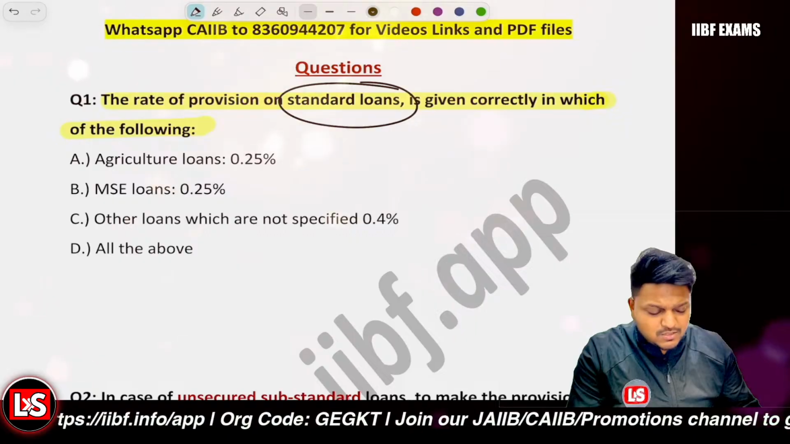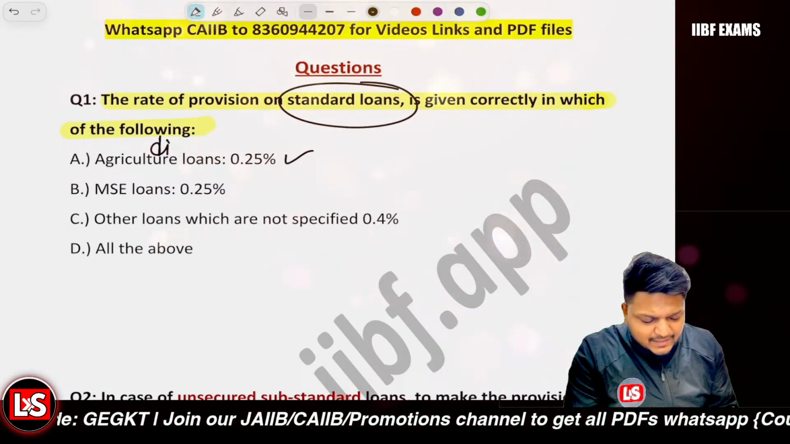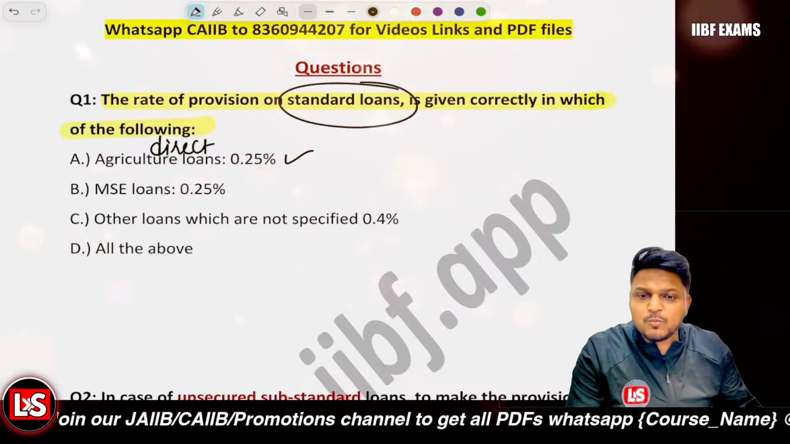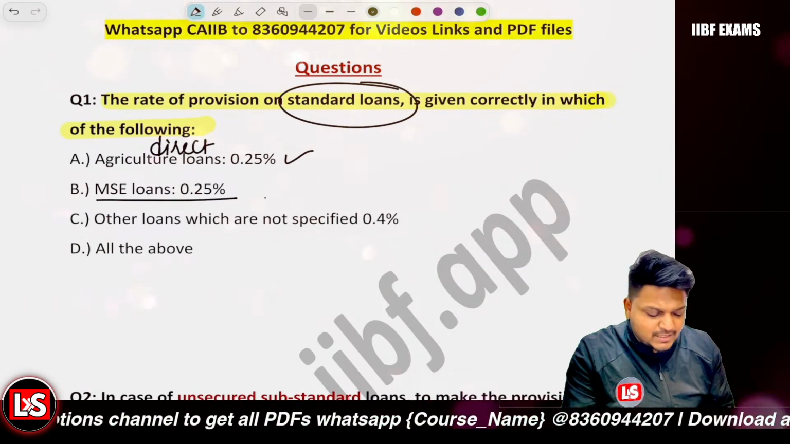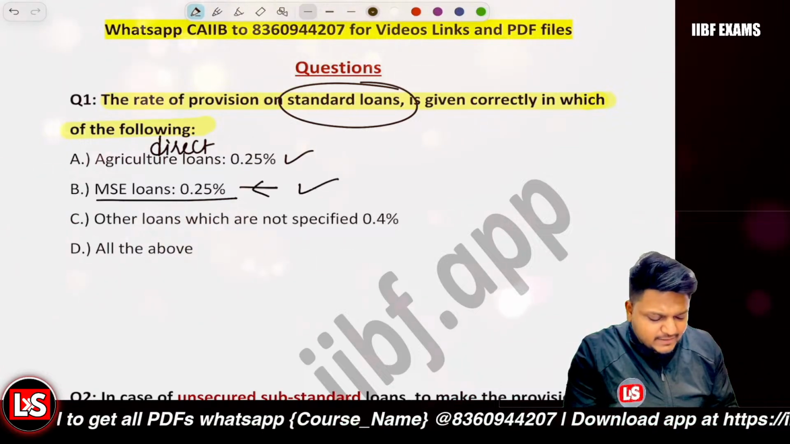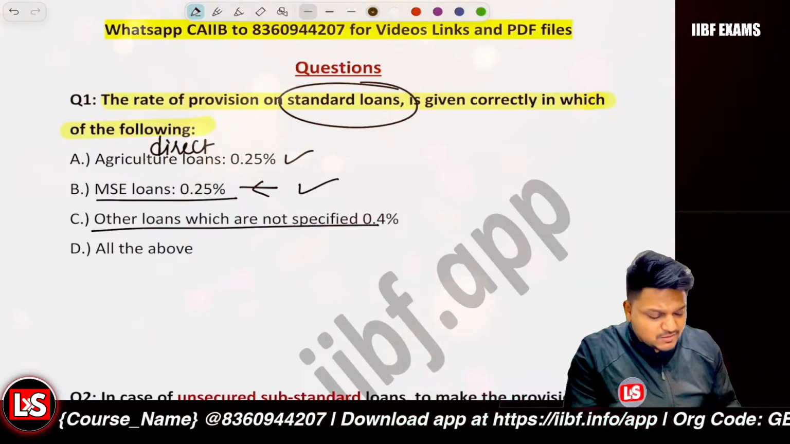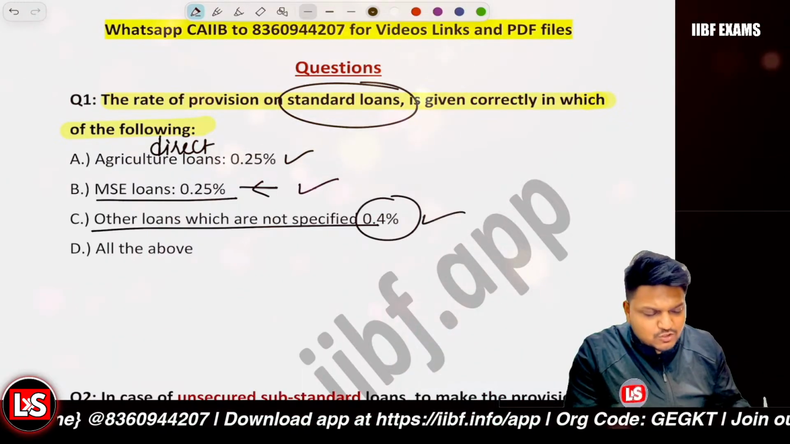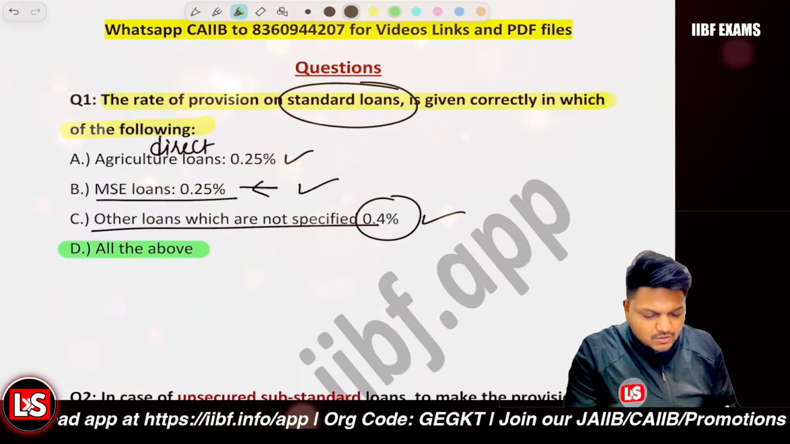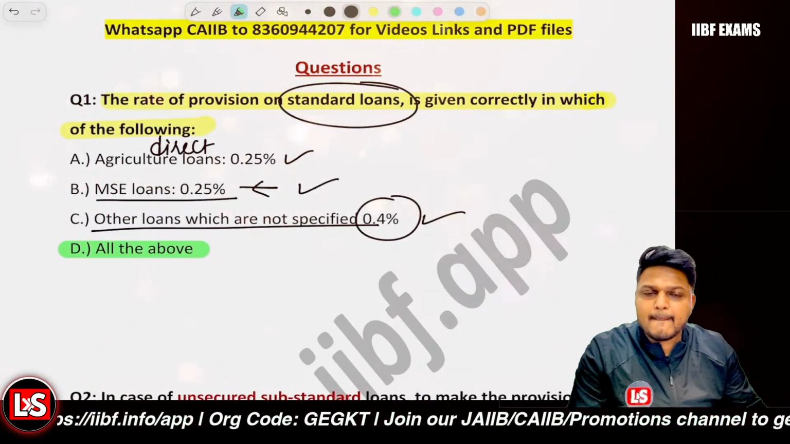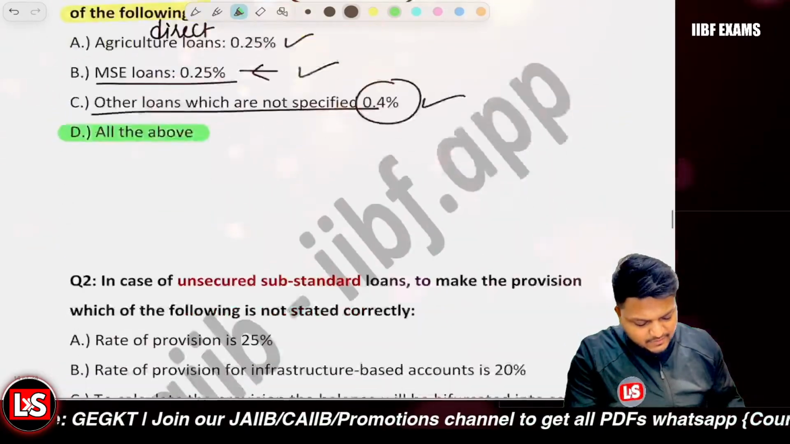For agricultural loans, 0.25%. Yes, correct. For all the direct agricultural loans, it is 0.25%. For micro and small enterprise loans, it is 0.25%. Again, correct. For other loans which are not classified or specified, 0.40% of the provision is to be maintained. Again, correct. So the answer is option D, that is all of the above. So for question number 1, option D is the correct answer.